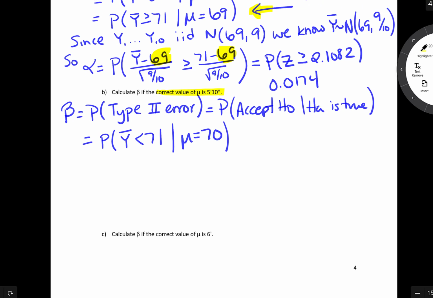Right? So now we're making the assumption that mu is equal to 70. So now the distribution of y bar is still normal, but now the mean is going to be at 70 inches, and we still have variance 9 divided by 10. So we can do the exact same thing that we did before. We're going to standardize y bar so we can use the standard normal. But again, keep in mind you could have worked directly with this normal distribution since we have software that can do that for us. But here I'm going to go ahead and do the standardization.